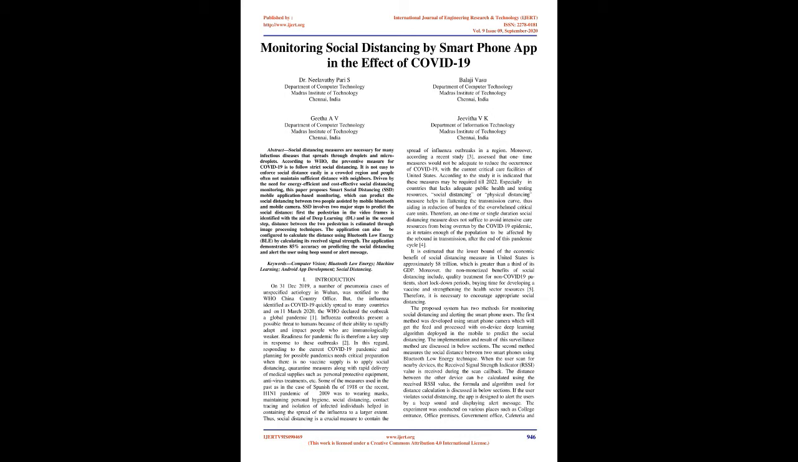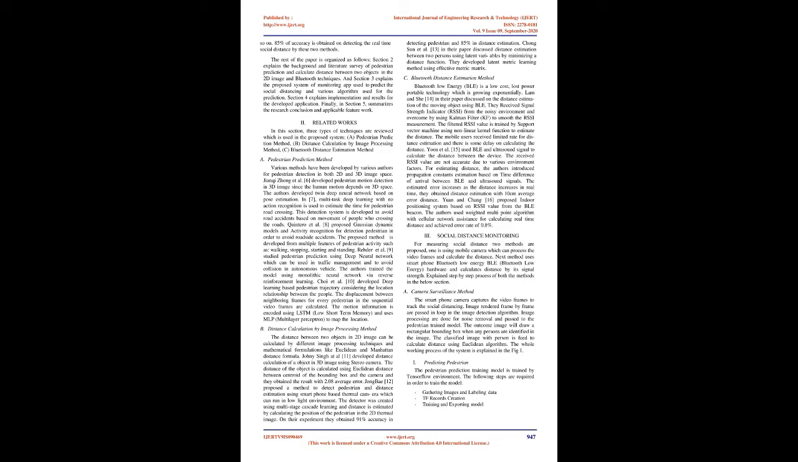In this regard, responding to the current COVID-19 pandemic and planning for possible pandemics needs critical preparation. When there is no vaccine supply, the response is to apply social distancing and quarantine measures along with rapid delivery of medical supplies such as personal protective equipment, antiviral treatments, etc. Some of the measures used in the past, as in the case of the Spanish flu of 1918 or the recent H1N1 pandemic of 2009, were wearing masks, maintaining personal hygiene, social distancing, contact tracing and isolation of infected individuals, which helped in containing the spread of the influenza to a larger extent. Thus, social distancing is a crucial measure to contain the spread of influenza outbreaks in a region.